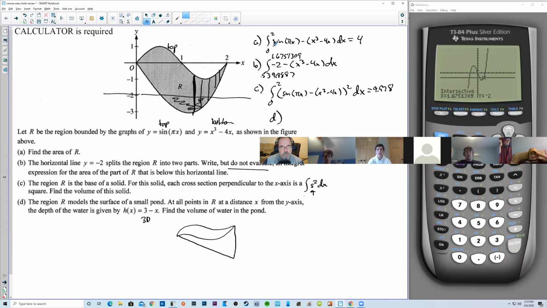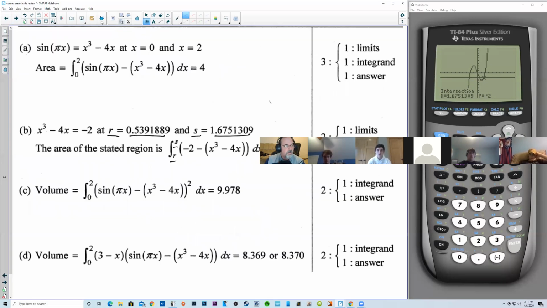So the area, like we did in part A, that's area, that's 2 dimensions. Here's our third dimension. So we're going to integrate from 0 to 2 of 3 minus x, that's the depth, and then times sine of pi x minus x to the third minus 4x dx. So here's your 2D, there's the area, there's the third dimension. And then you're actually supposed to find the volume. We'd plug that into our calculator and get an answer. So the answer is 8.369 or 8.370. We'll kind of skip the calculator part.